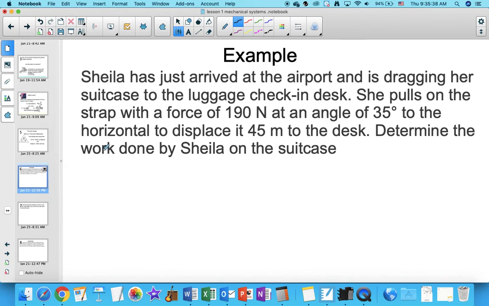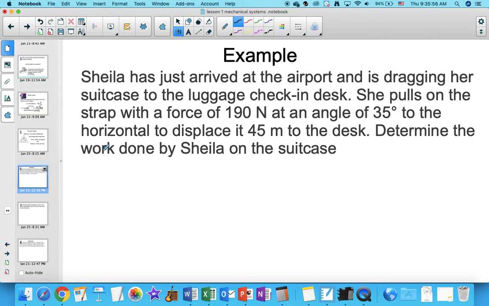Sheila has just arrived at the airport. She's dragging her suitcase to the luggage check-in desk. She pulls on the strap with a force of 190 newtons at an angle of 35 degrees to the horizontal to displace it 45 meters to the desk.